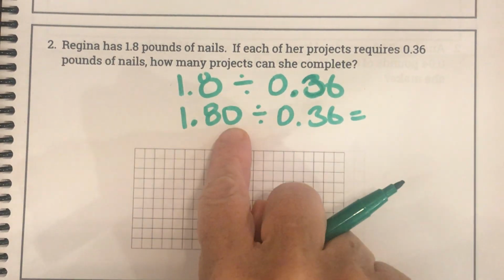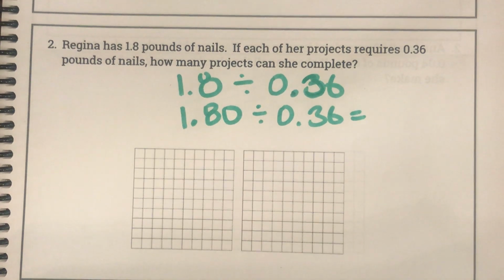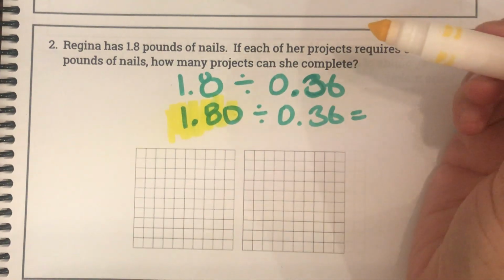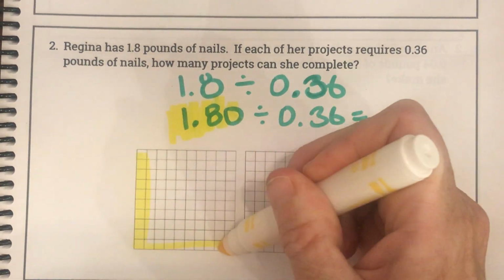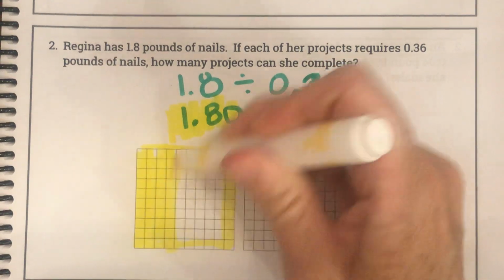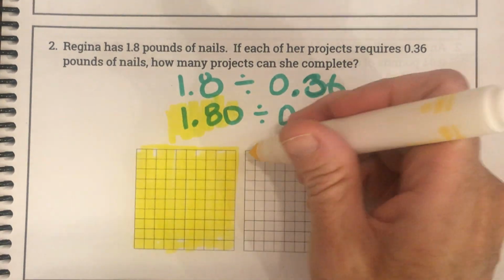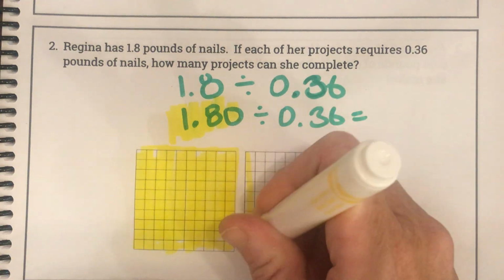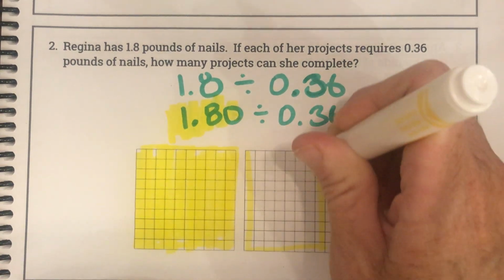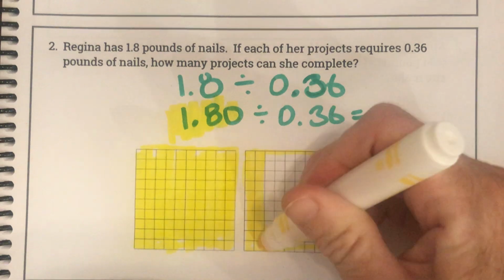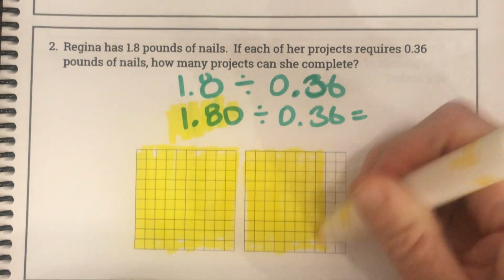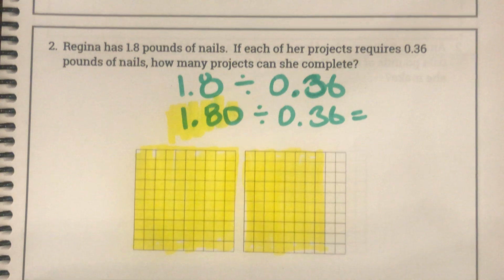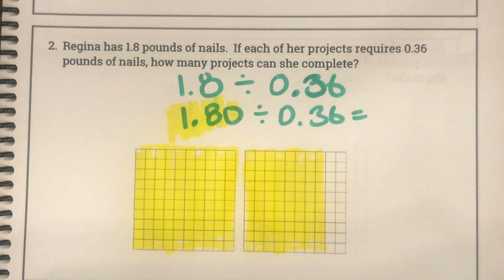Because 1 and 8 tenths is the same as 1 and 80 hundredths. Okay, so she has 1 and 80 hundredths. So we're going to shade in one whole. And then she has 80 hundredths. So 80 hundredths would be everything but 2 of them. So this is what 80 hundredths looks like. Okay, 1 and 80 hundredths. And now we're ready for step 2. I'm sorry, now we're ready for step 3, we're going to start counting them out.